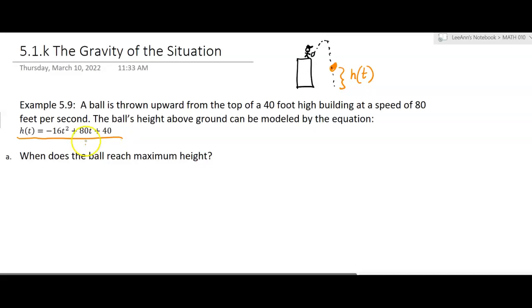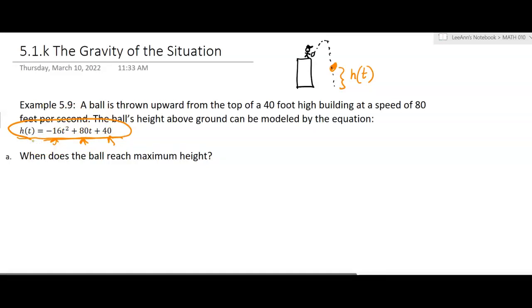Now you can see the 80 in the problem. That's the thrust. That's how fast he's throwing the ball up in the air. The 40 represents the height of the building. You might be wondering about the negative 16. That has to do with gravity. But anyway, that's probably more information than you wanted to know. But this is our quadratic function, right?